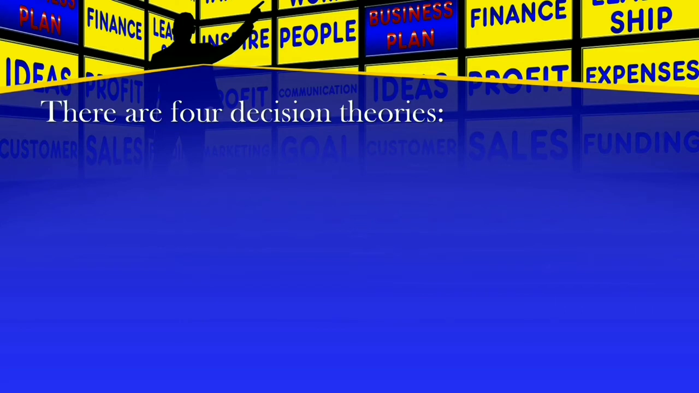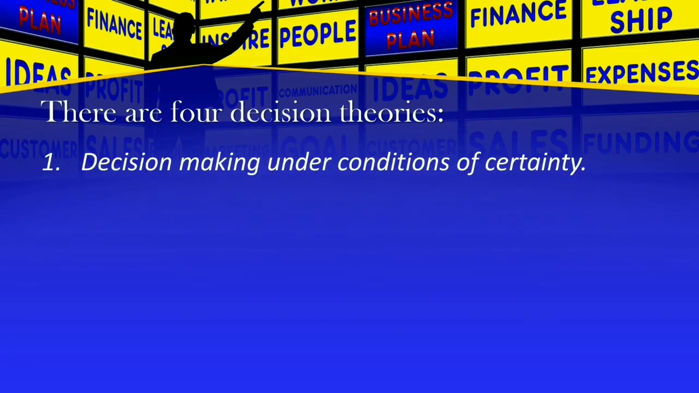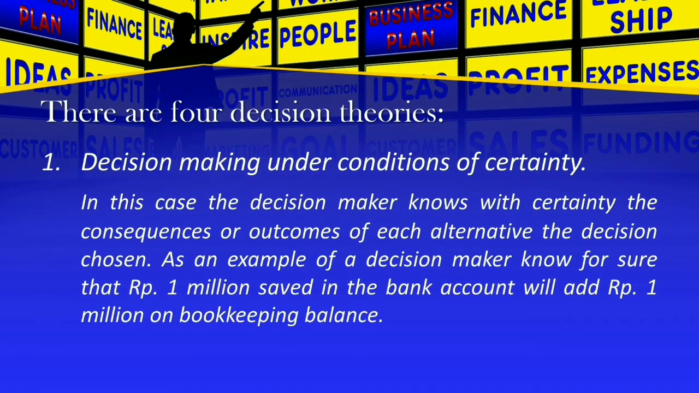There are 4 decision theories. First is decision making under condition of certainty. In this case, the decision maker knows with certainty the consequences or outcomes of the alternative decision chosen. As an example, a decision maker knows for sure that 1 million rupiah saved in the bank account will add 1 million rupiah to the bookkeeping balance.